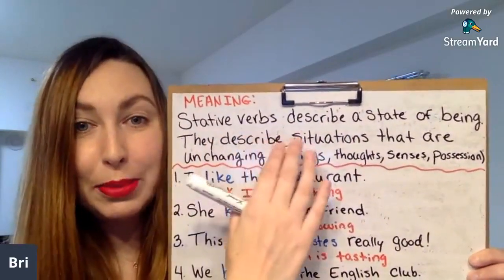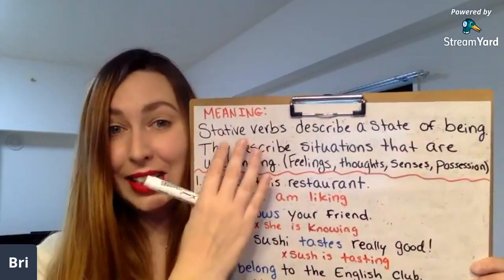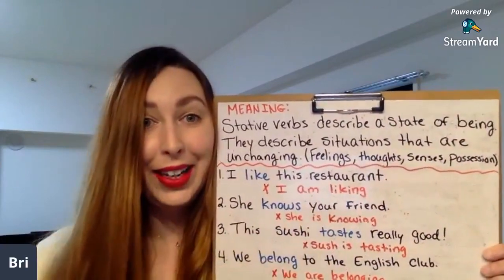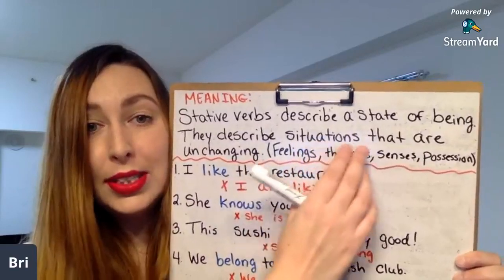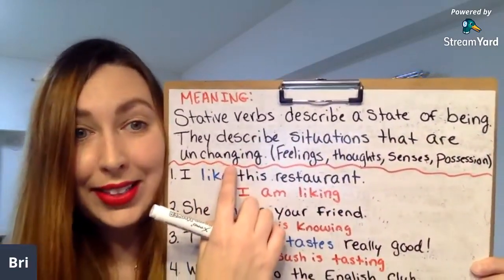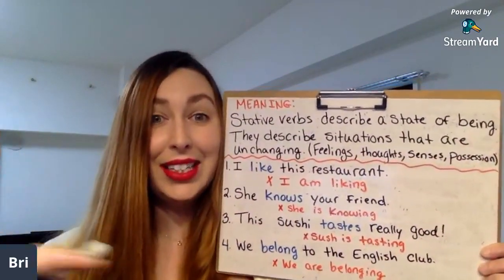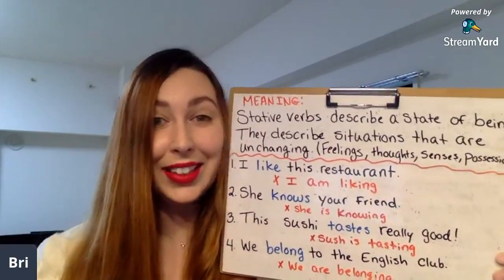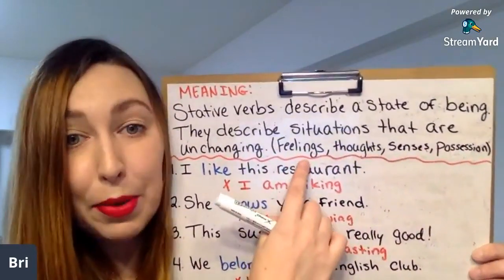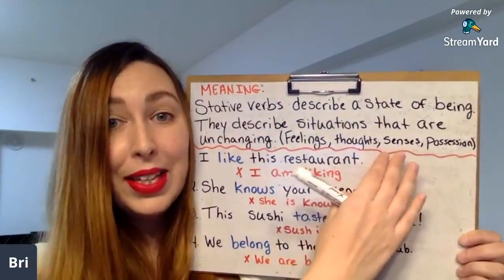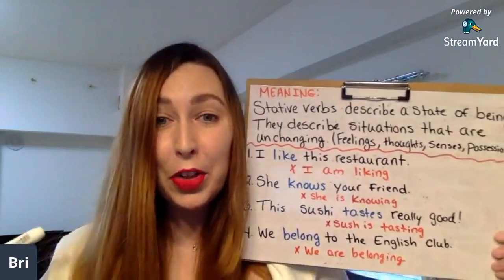Stative verbs describe a state of being. That's why you can remember it as a stative verb. It's a state of being. Stative verbs describe situations that are unchanging. That is the biggest factor here. It's a state of unchanging. Here are some typical categories, for example: feelings, thoughts, senses, possession. Is everybody following me so far?